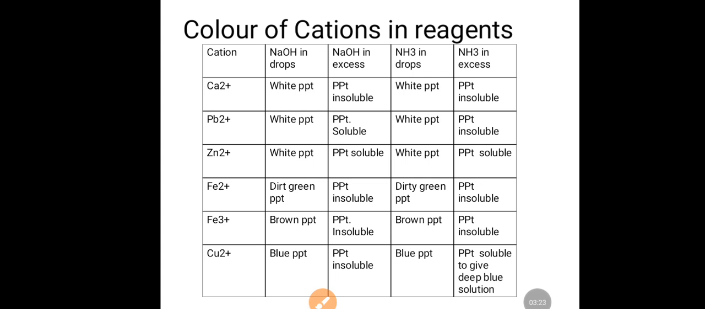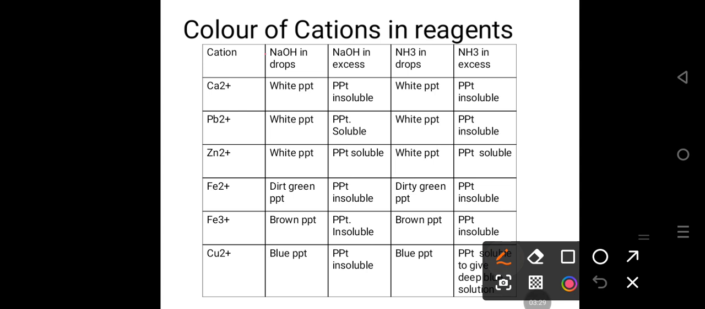So for calcium ion, if you add sodium hydroxide to it in drops, you have white precipitate. In excess, the precipitate will not dissolve. If you add ammonia to it, in drops, you have white precipitate. In excess, the precipitate will not dissolve. So this is easy because what you're having is just white precipitate all through, which is insoluble. Then you know that the ion present is likely calcium ion.